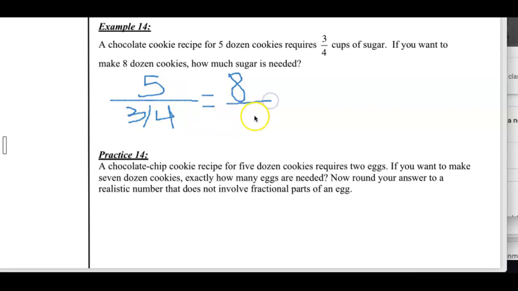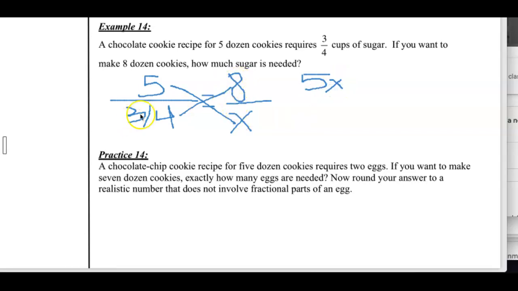So 8 dozens over, I don't know how much sugar I need, I'm just going to call it X. Again, 5 dozens requires 3/4 of a cup of sugar, and 8 dozen would require X amount. I can use this proportion to figure that out. In proportions, I like to multiply diagonally, aka cross multiplying, to solve. So I cross multiply, I get 5x. Those are called cross products, just in case you forgot, because I know you've seen this before.